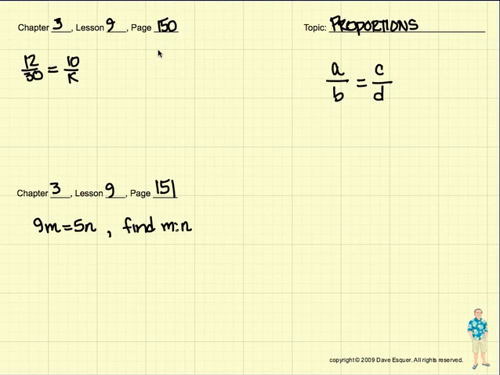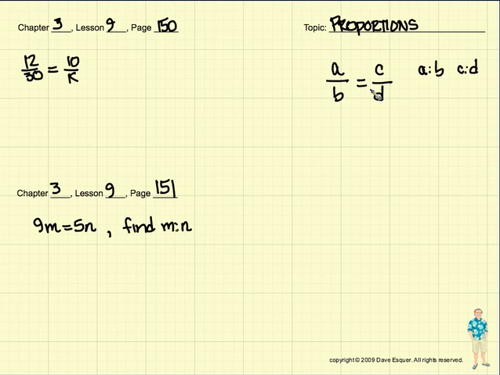Chapter 3, Lesson 9 on page 150 and page 151, we have proportions. Before we start with the two problems, just a quick review. Proportions are nothing more than ratios, and I've written a ratio over here on the right-hand side. A is to B as C is to D. Remember, we can write that as well as A is to B and C is to D.